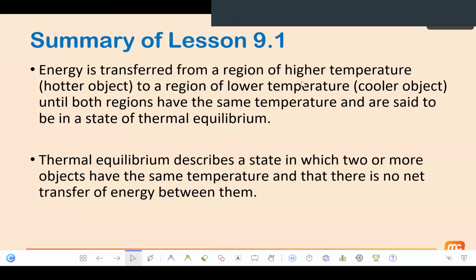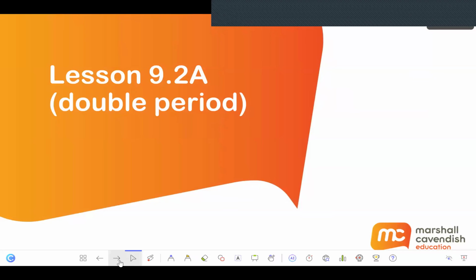We must always determine where the energy is flowing first. The definition of thermal equilibrium is a state where two or more objects have the same temperature and there is no net transfer of energy between them. So we move on to the next part.